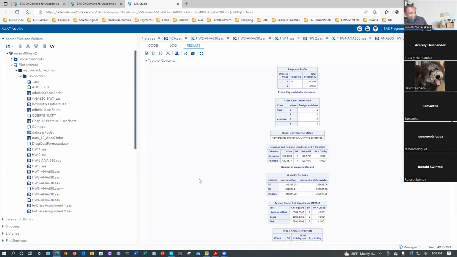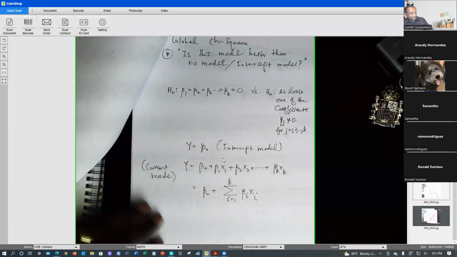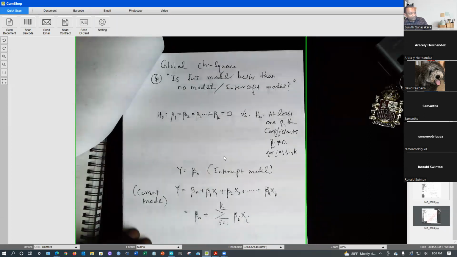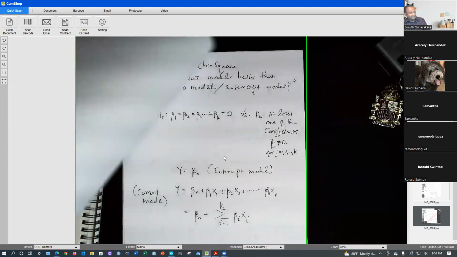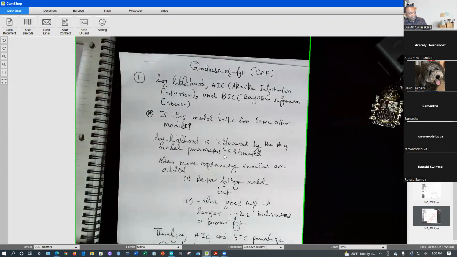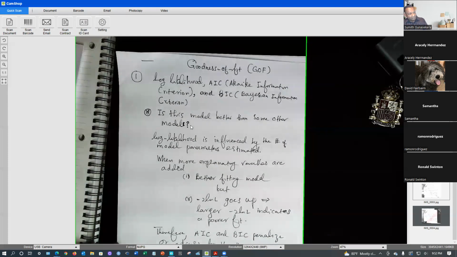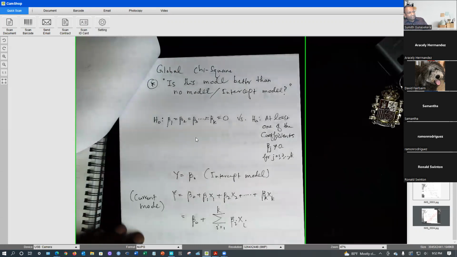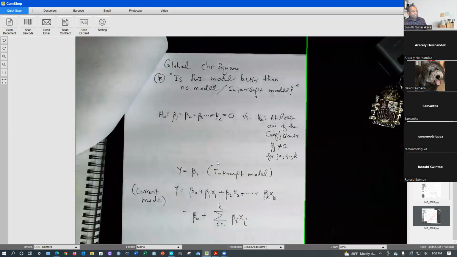You can get this part. And the other one, look at the other test. What that test means. The global chi-square test, another test. Is this model better than no model, or the intercept model? See, this one is, is this model better than some other model? Okay, this one we particularly mention: this model is better than the intercept model.